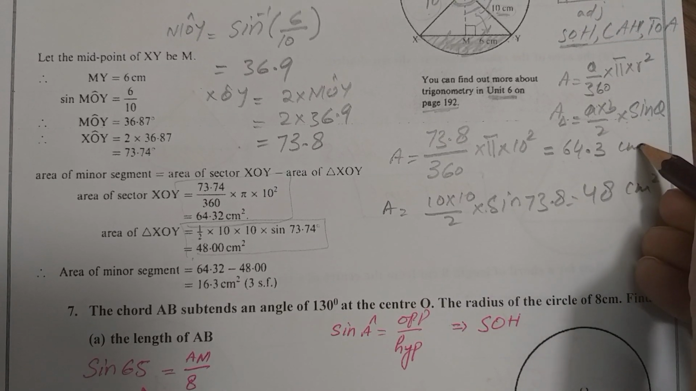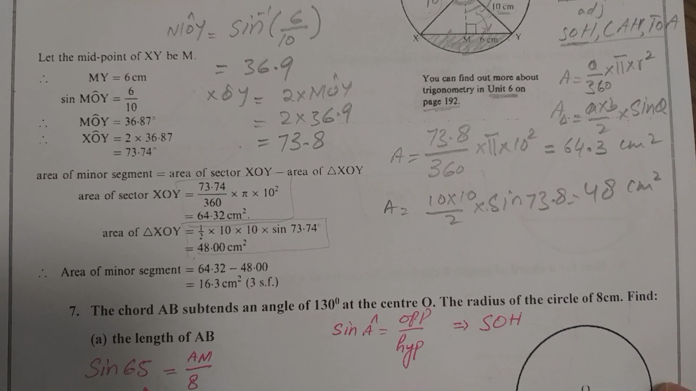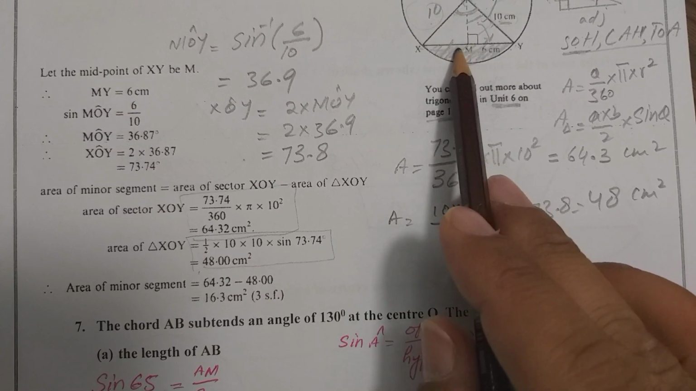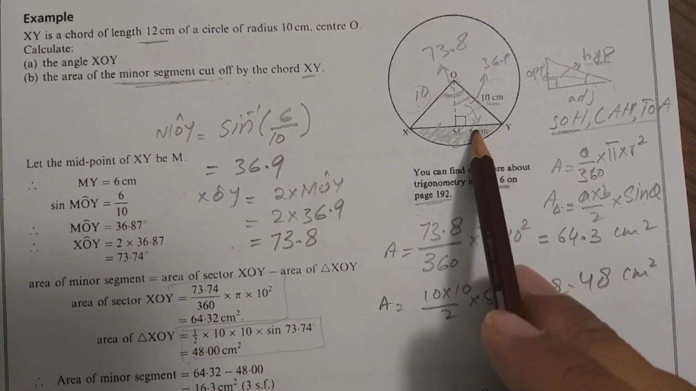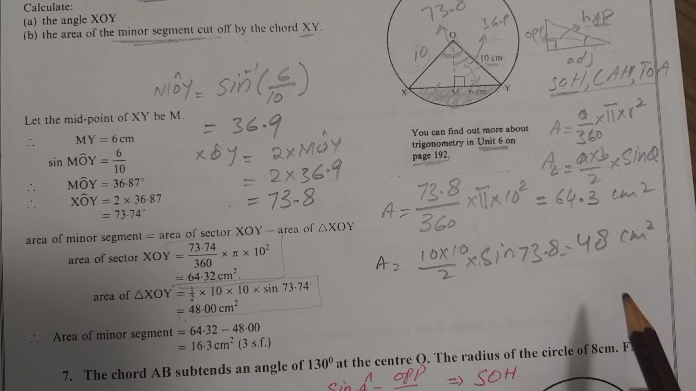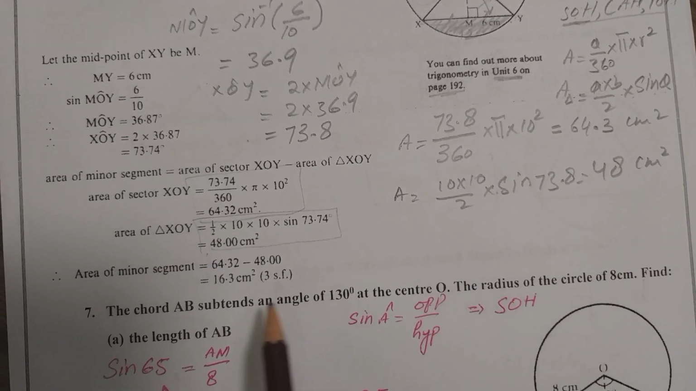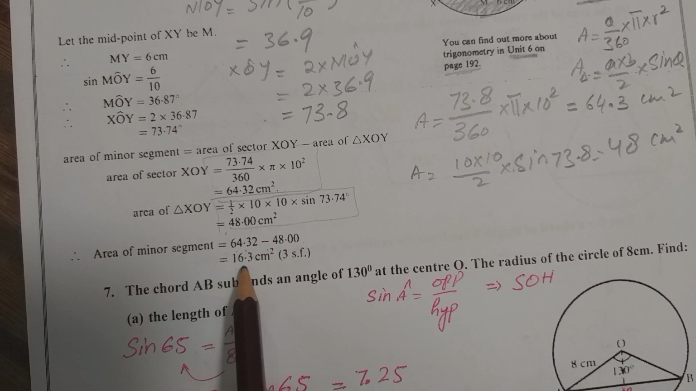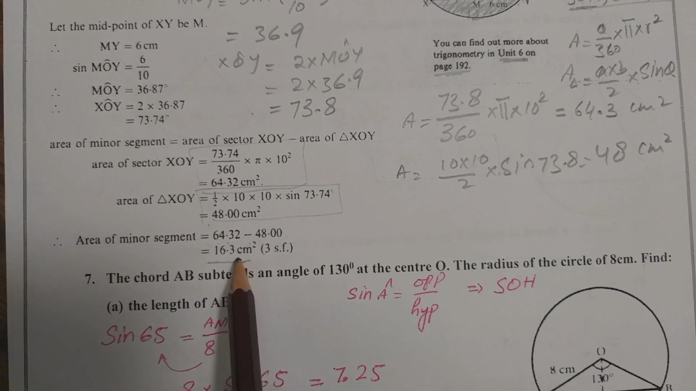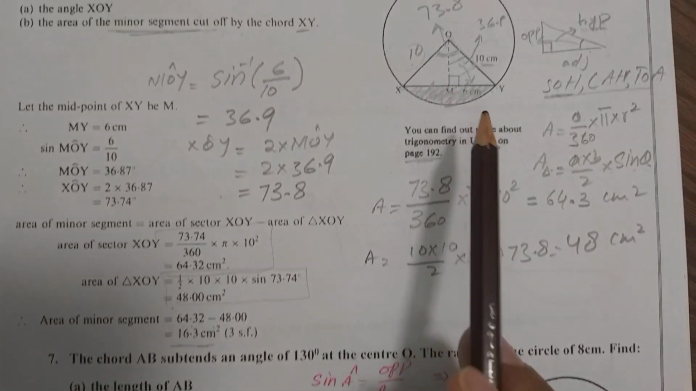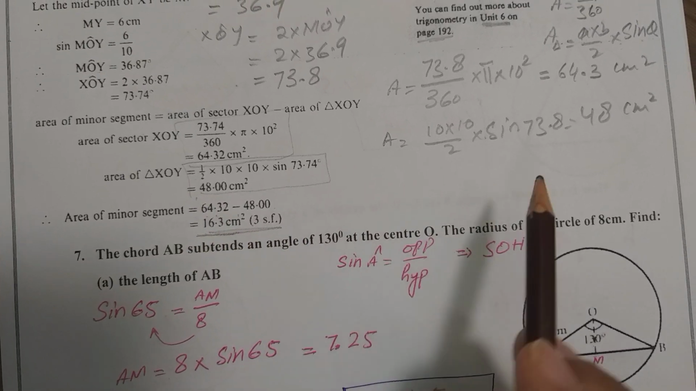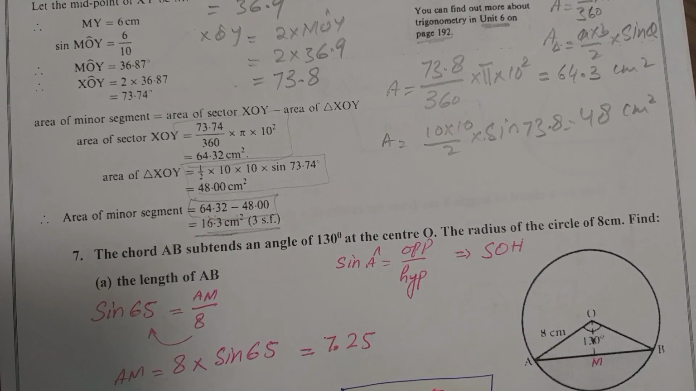So because both are the area centimeter square, we need to find this shaded minor segment. This is the minor segment, we need to find this area. So bigger minus the smaller, you find the answer. So 64.3 minus 48, you find 16.3 centimeter square. This is the shaded area of the minor segment, which is answered in three significant figures after minus them.